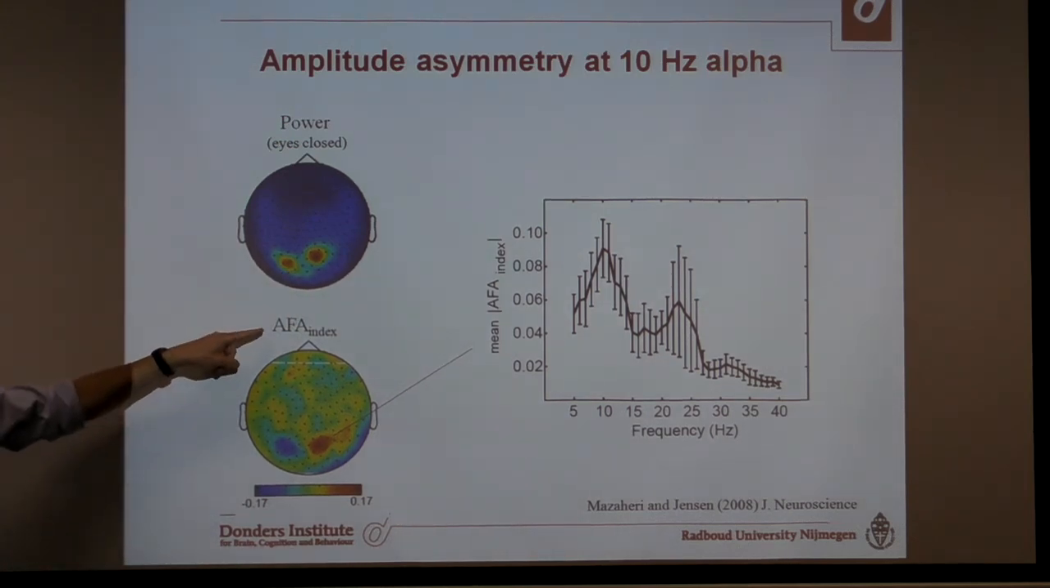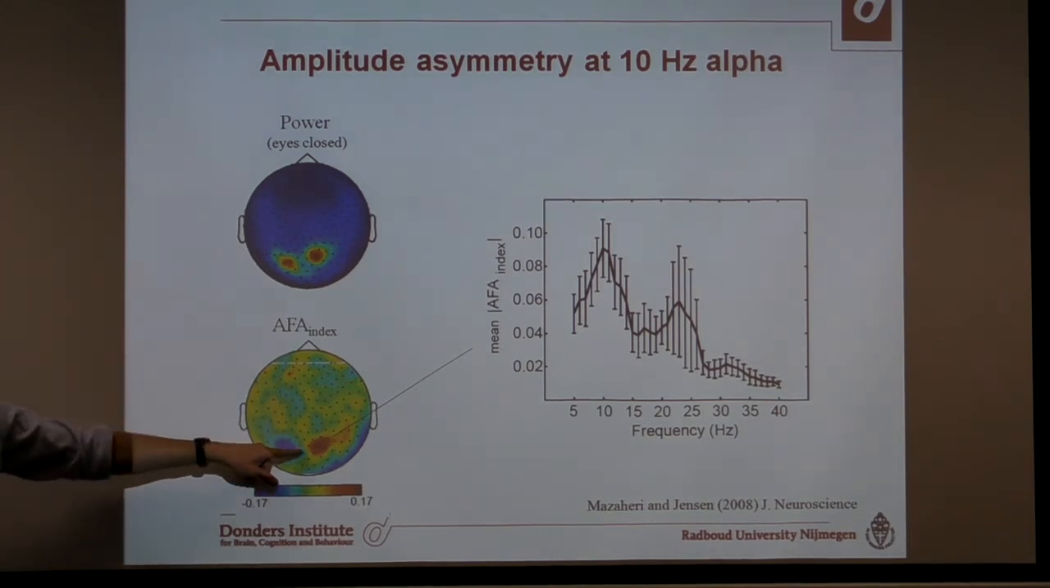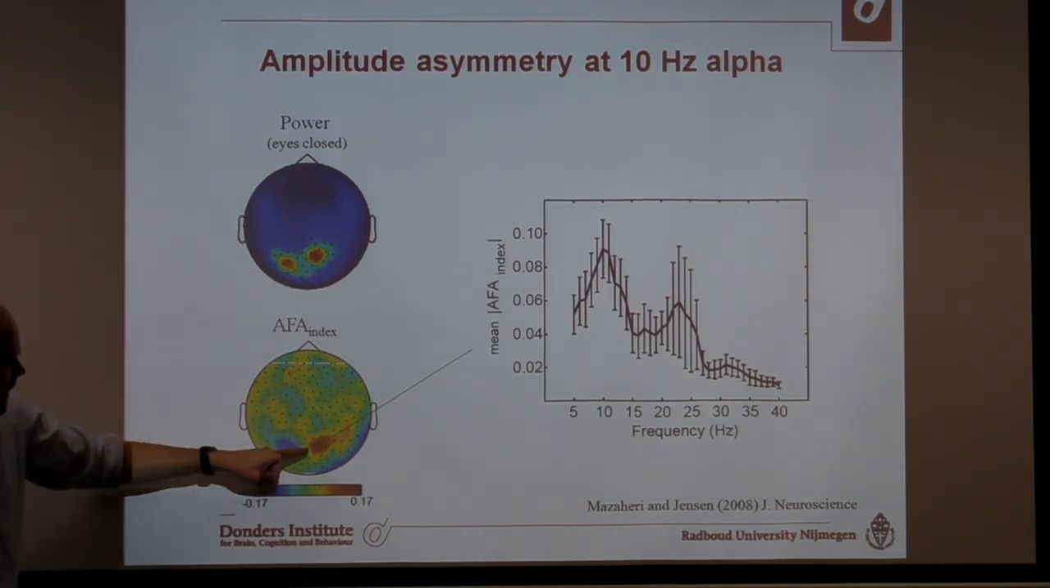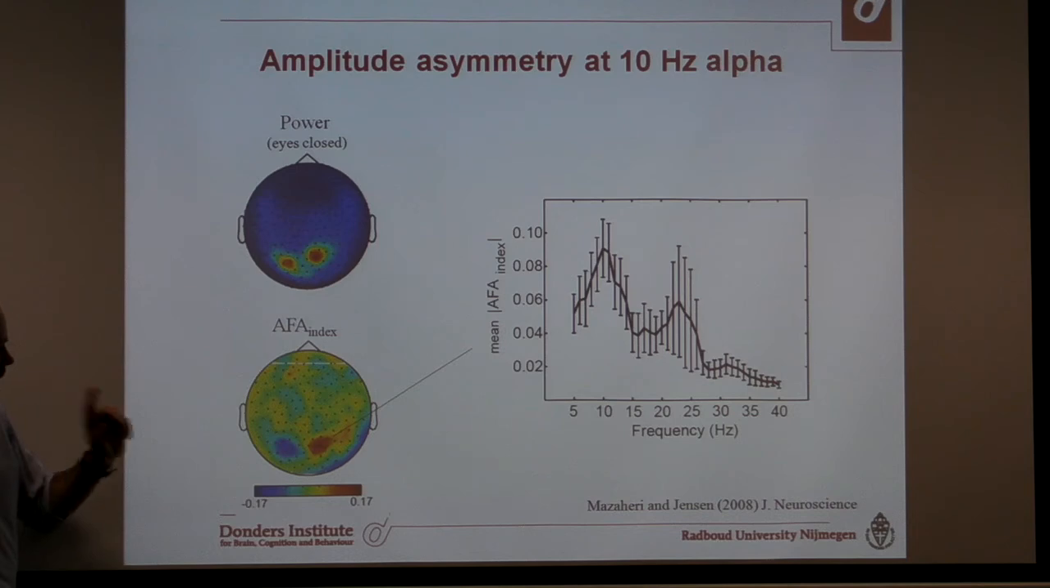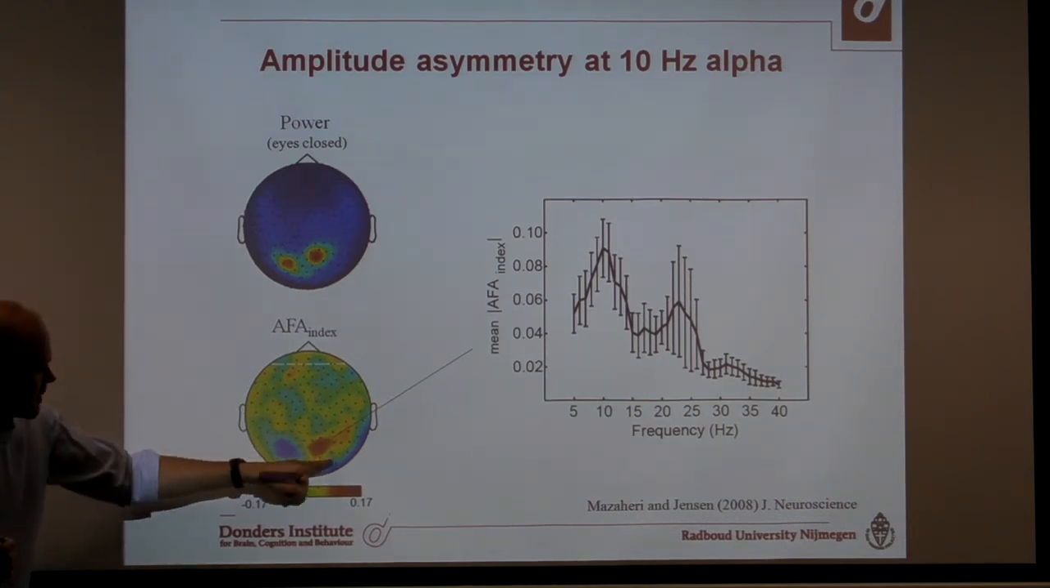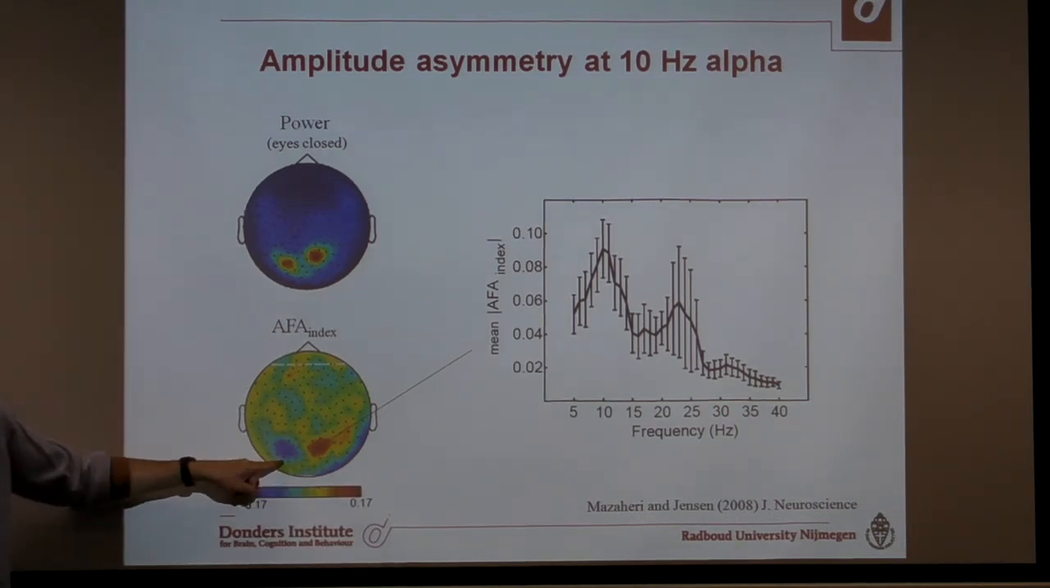Now if we apply this alpha index, as we call it, what we see over the back of the head is a red blob and a blue blob. We can get into the polarity of this later, but this is fully explained. Nevertheless, we do get strong amplitude asymmetry over the back of the head, and this is in the 10 hertz band.